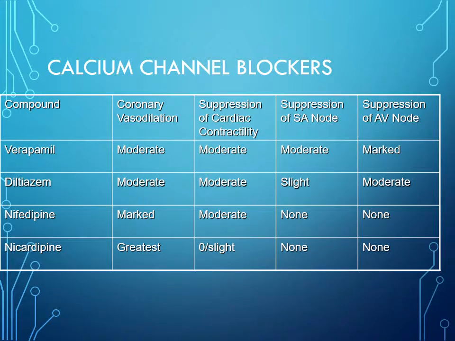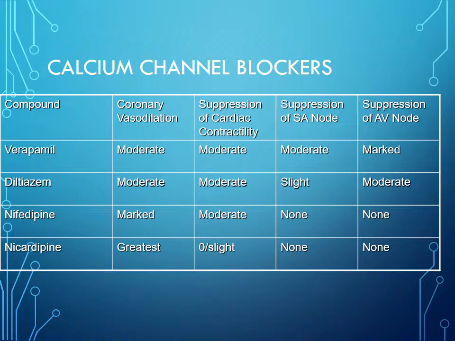So here's a chart that shows which ones have the most effect. I don't really think it's necessary for you to know which ones are slight and which are a little more than slight. It's more like look at the extremes and look at the trends. The top two are dihydropyridines, and let's look at the SA node. No effect on the SA node with these two, or any dihydropyridine. No effect on the AV node. As opposed to the non-dihydropyridines, where there is some effect on these two.